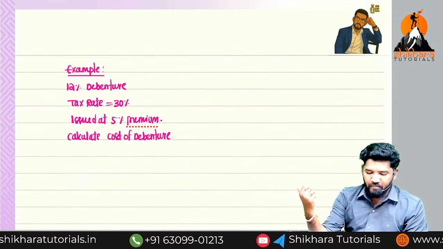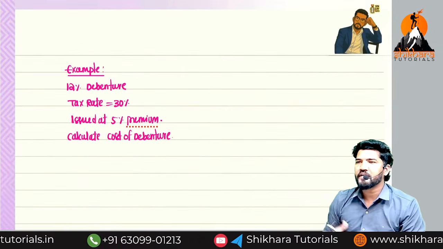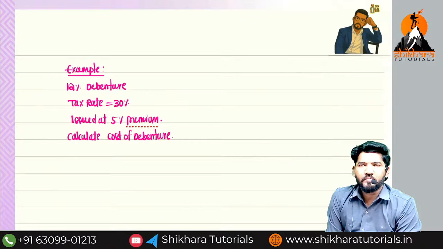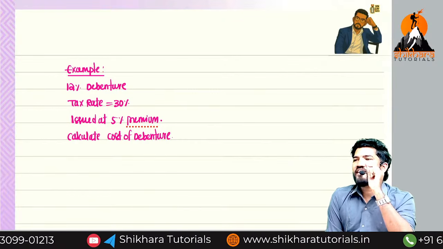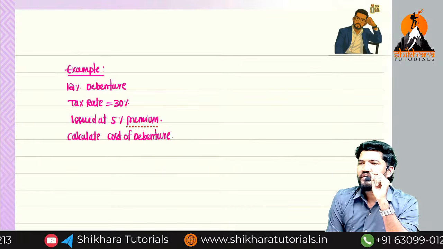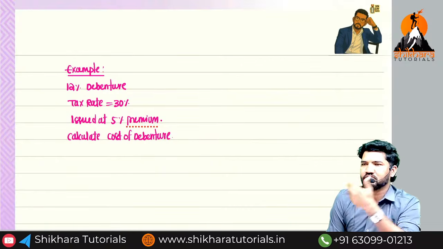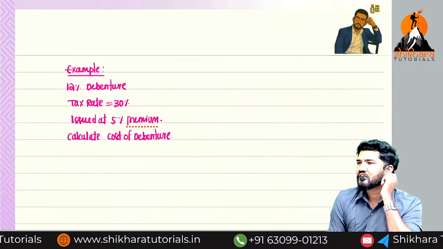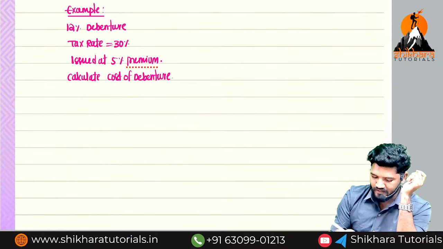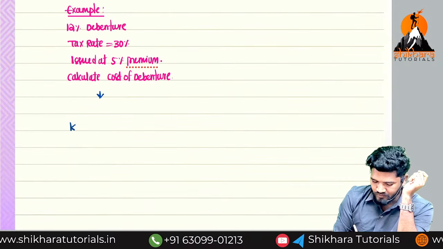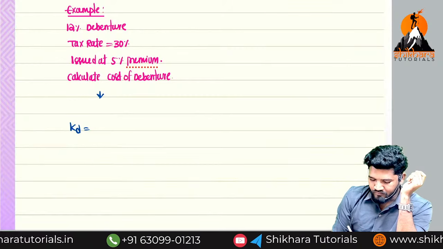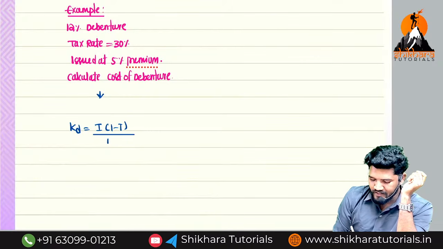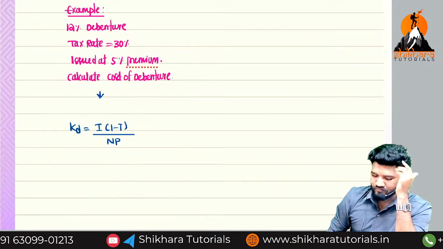Please tell me, based on this example, is it irredeemable debenture or redeemable debenture? Why irredeemable? The clue is n, the number of years. It is not there. That means for how many days are we paying interest? Lifelong. Now please tell me the calculation part. Interest times (1 minus tax) divided by market price or net proceeds? Net proceeds. Okay, then fine.